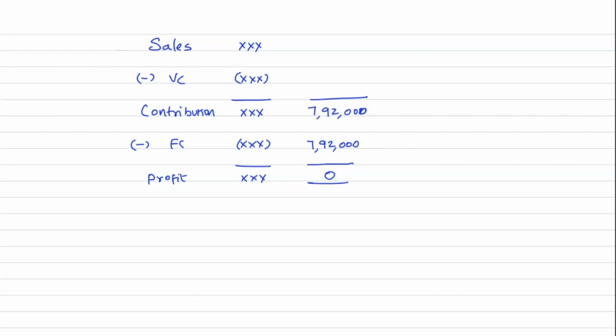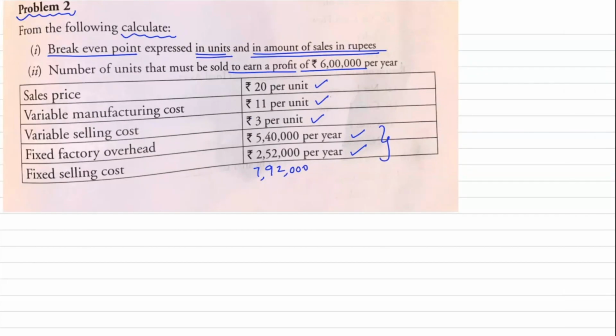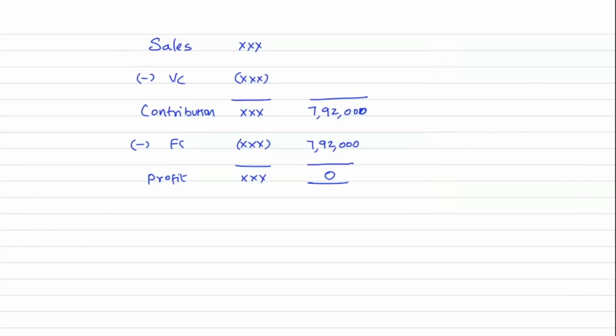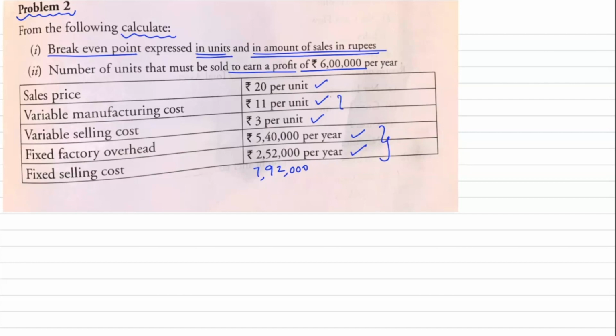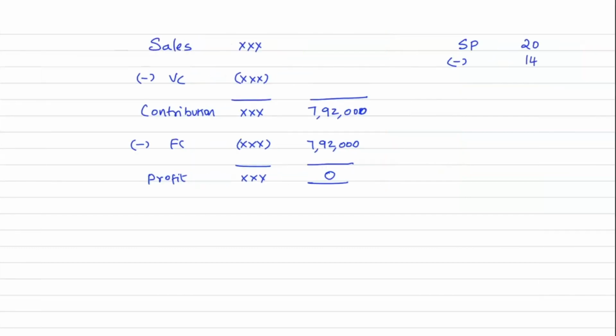Okay, so now we got an idea that at break-even sale, contribution is going to be 7,92,000. In the same pace, we can proceed with the calculation and we can arrive at the sales figure. Let's do that. But before that, let's understand what is the exact relationship between the sales and contribution. For that, I'll have a small working here. We know selling price is 20. So I'll put that selling price is 20. From that selling price, I have to deduct the variable cost. I have two variable cost, 11 plus 3, overall 14. So variable cost is 14.